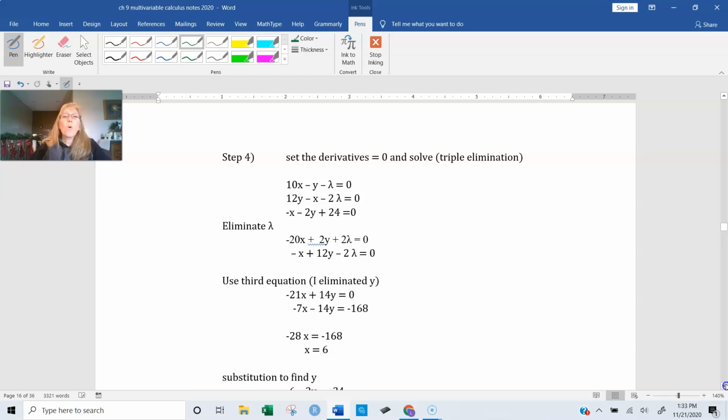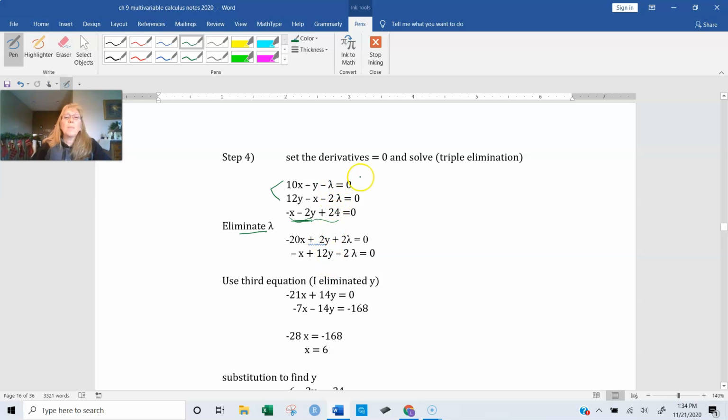Okay, step 4, you set the derivatives equal to 0, and you solve. This is triple elimination, if you remember this. So we got these two derivatives. If you look here, this one does not have lambda in it. So we always take the first two and we eliminate lambda because our third one only has x and y. So that's how you know which two to pick. So I pick these first two.